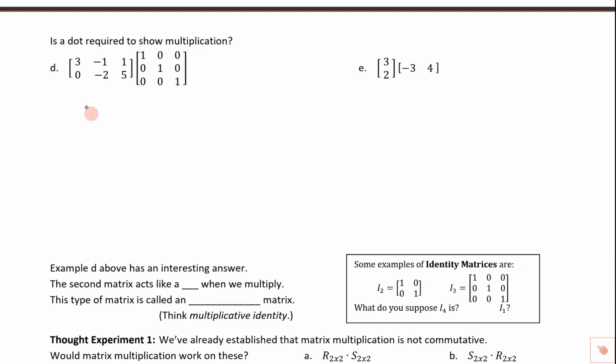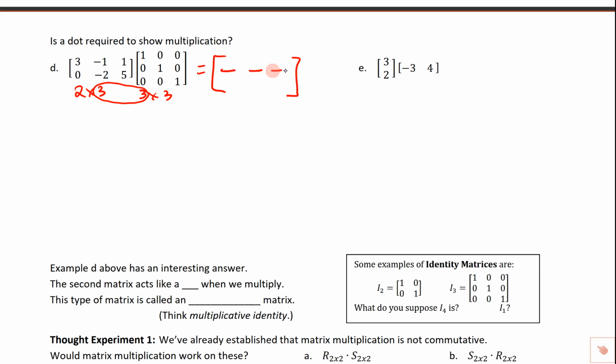So let's take a look at what we've got here. This is a 2 by 3, and this is a 3 by 3. So the inner dimensions are the same, so the resultant is going to be a 2 by 3. So I'm going to go ahead and write down a nice big 2 by 3.